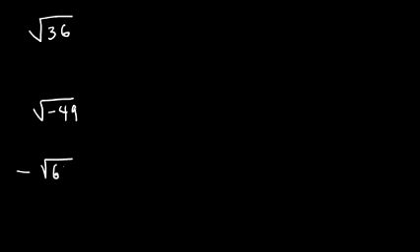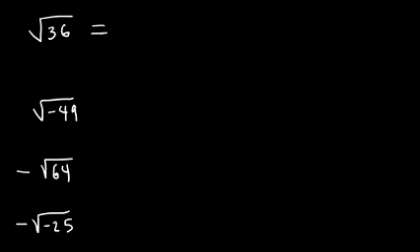In this lesson, we're going to focus on simplifying radicals. So let's say we have the square root of 36, the square root of negative 49, negative square root 64, and negative square root negative 25. How would you simplify these four radicals?